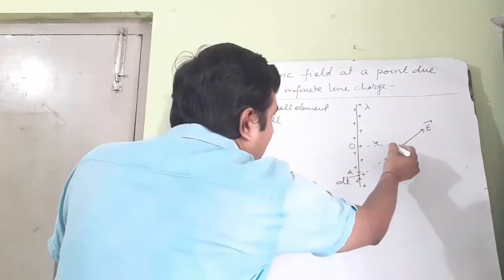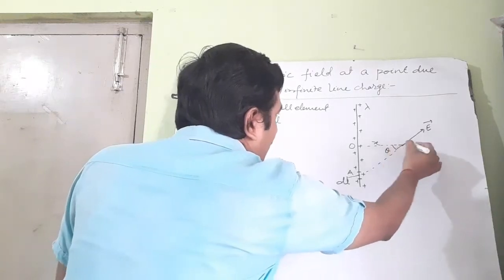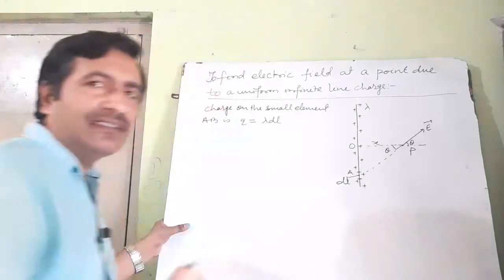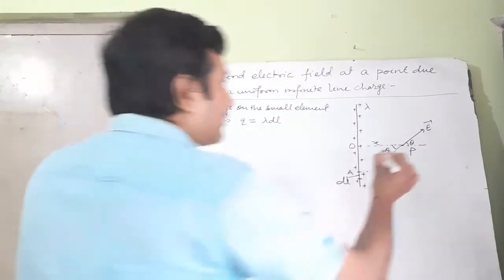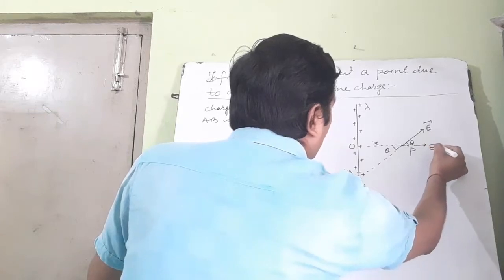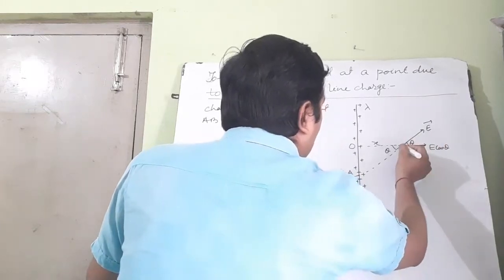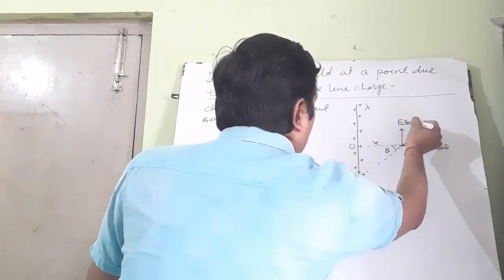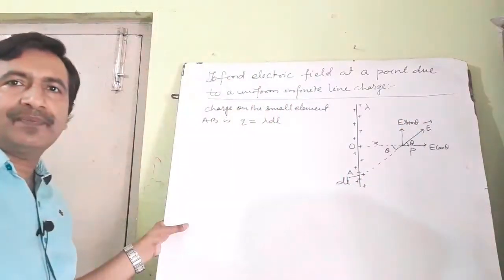Suppose this angle is theta. So this angle will also be theta. And this E will have two components, one along this line. This is E cos theta. And the other along this line. This is E sin theta. Got it?